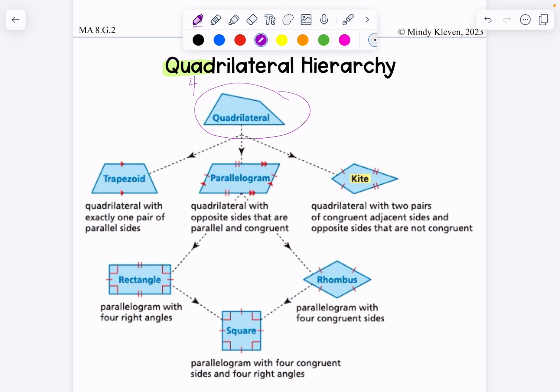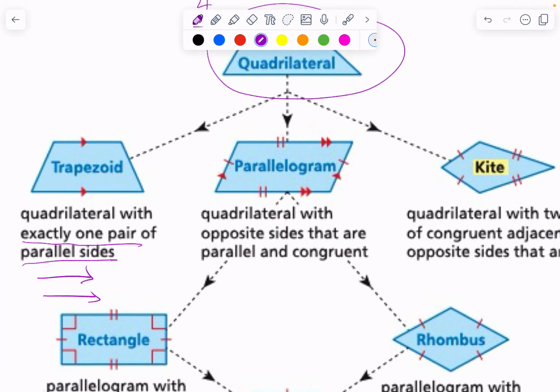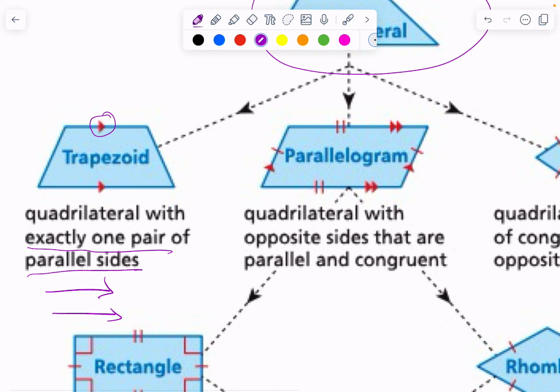There are a lot of other specific names for quadrilaterals as well, so we're going to go through those really quickly. So if you have a quadrilateral that has exactly one pair of parallel sides, so parallel meaning you can think train tracks or never ever going to run into each other. One set of parallel sides, we call that a trapezoid. And you'll notice that they are indicating that this trapezoid has a set of parallel sides by these little arrows there.